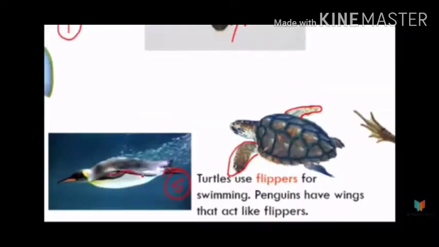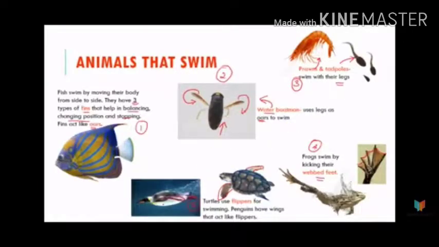The next one is the turtles. They use their flippers for swimming. Penguins have wings that act like flippers. You can see carefully the structure of flippers in this picture. So this is all about the animals that swim.